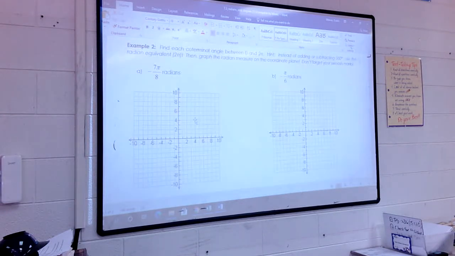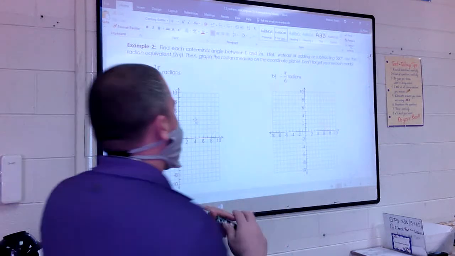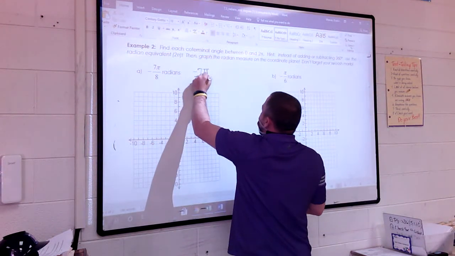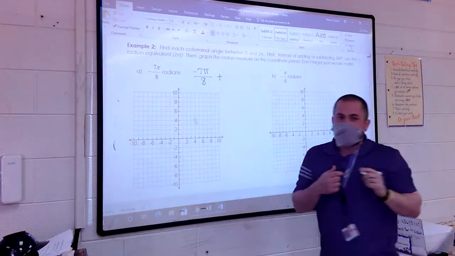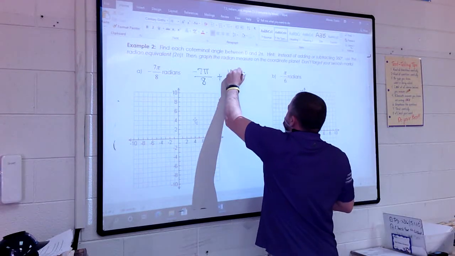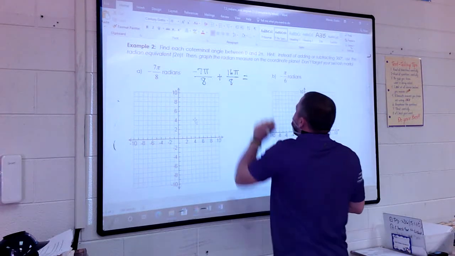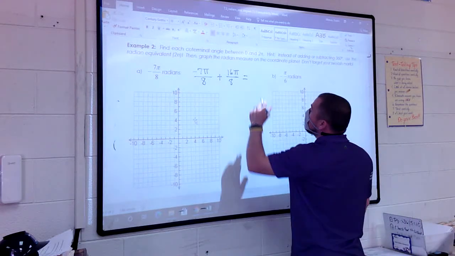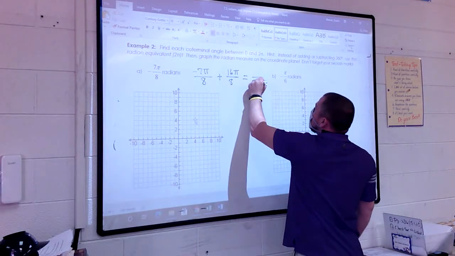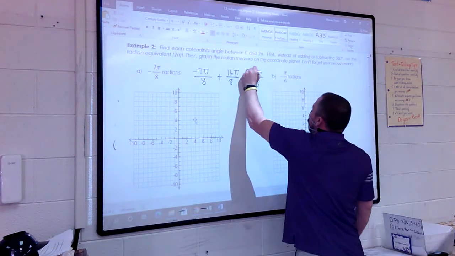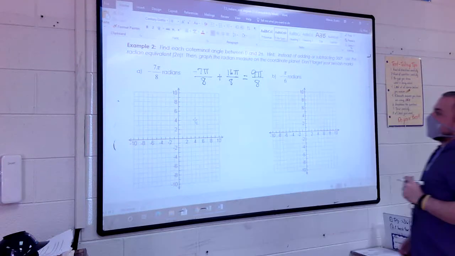All right, we have something that is negative 7 pi over 8. We want it to be between 0 and 2 pi. So we're going to add 2 pi. So if it's negative 7 pi over 8, and we want to add 2 pi, well, I'm going to use the common denominator. 2 pi is 16 pi over 8, right? So negative 7 plus 16 is what? Negative 7 plus 16? 9. Thank you. Sorry. 9 pi over 8. So we're at 9 pi over 8.